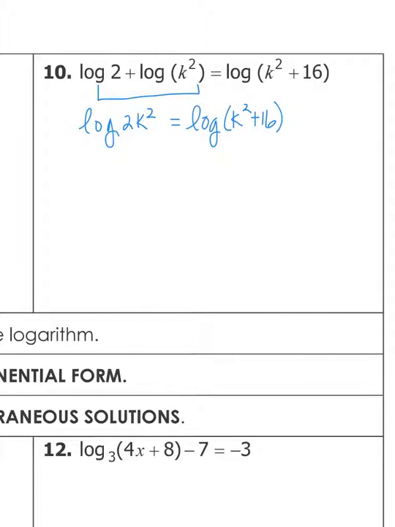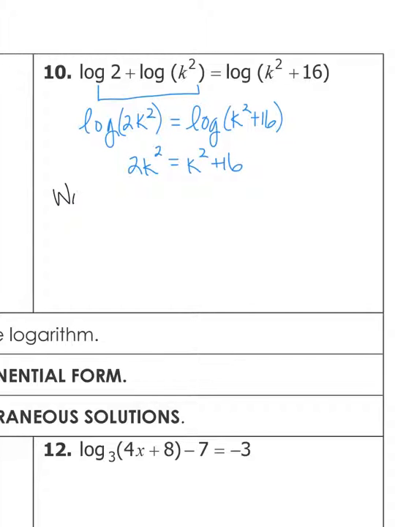So now that you have a log equals a log, you can set the arguments equal to each other. And then you want to solve for k. Well, you have 2k squareds. So you have a couple of options. You can either move the k squared over here, or you can just move everything over to this side and set equal to 0. So I'm going to show you 2 different ways that you could solve it.